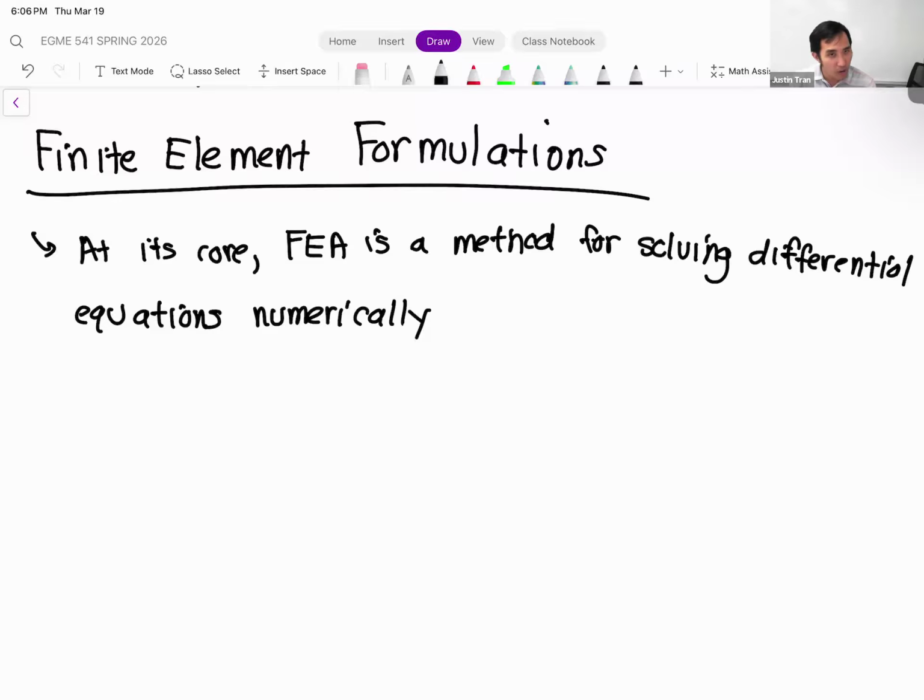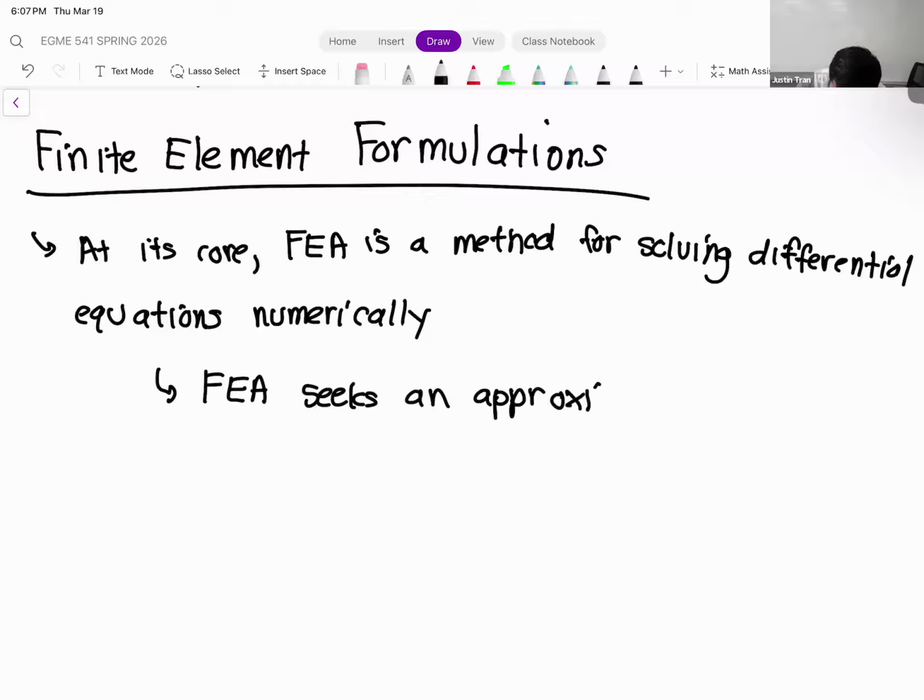So what's the idea? How are we going to do this, and how does that connect to everything that we talked about so far? FEA solves for the solution basically the same way that we just did in our previous example. FEA seeks an approximate solution based on an assumed functional form.